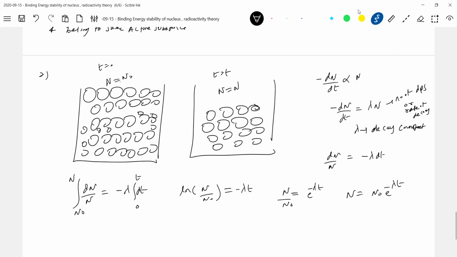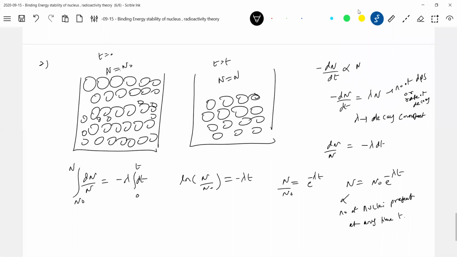What is N naught? The number present at any instant of time t. What is N? Number decayed or number survived? This is the number survived. Number of nuclei present at any time t, or the number survived out of N naught. How many are there? N are present, the number of nuclei present at any time t.